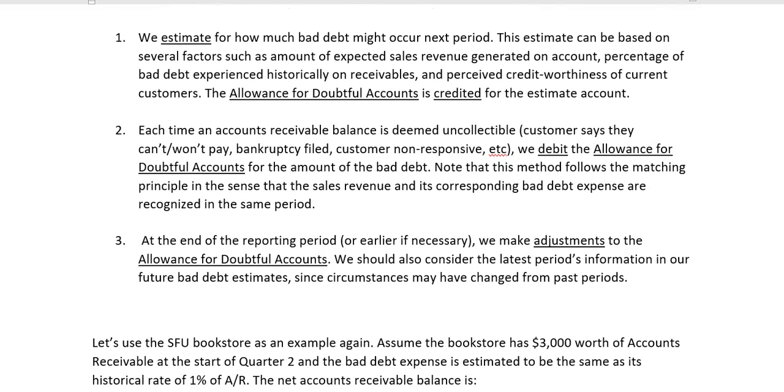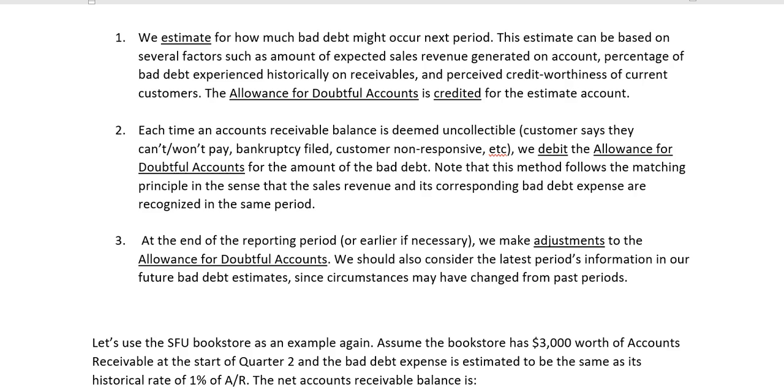1. We estimate how much bad debt might occur next period. This estimate can be based on several factors, such as the amount of expected sales revenue generated on account, the percentage of bad debt experienced historically on its receivables, and the perceived creditworthiness of current customers. The allowance for doubtful accounts is credited for the estimated amount.